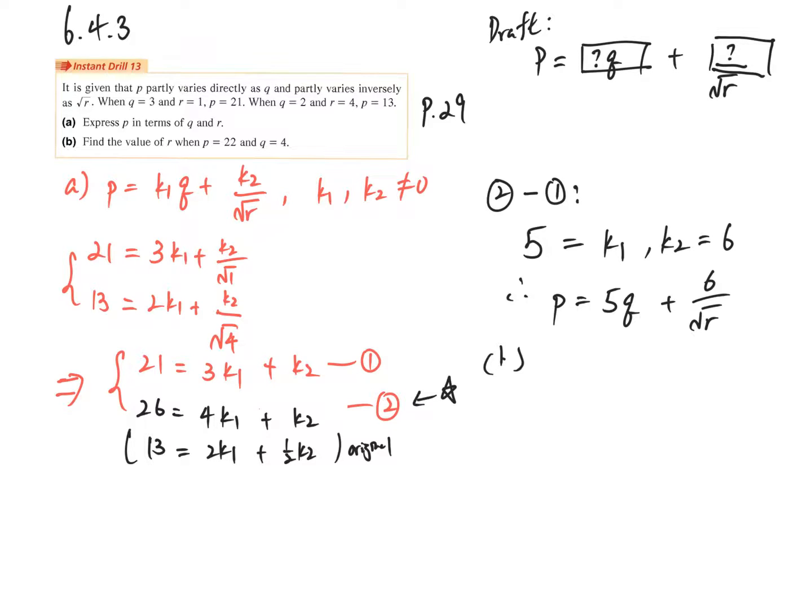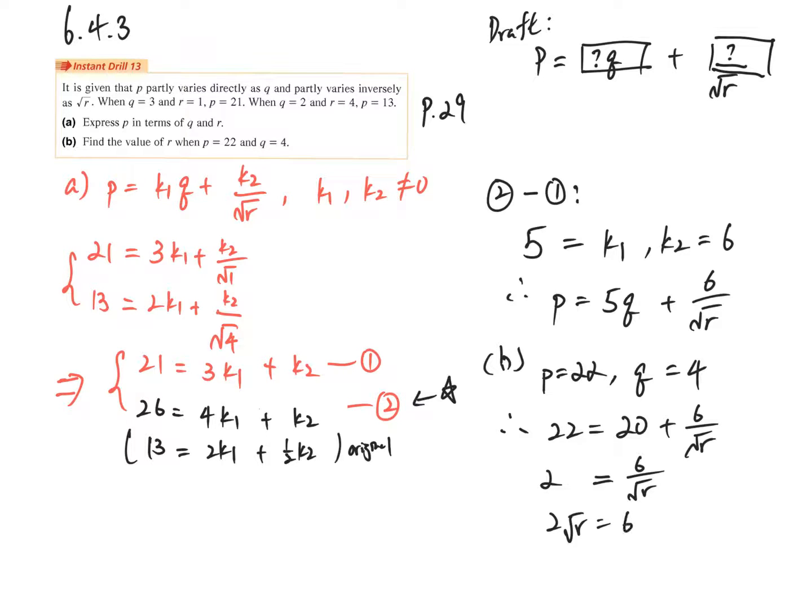Part B, P equals 22, Q equals 4. Therefore 22 equals 20 plus 6 over root R. Then we have 2 equals 6 over root R, so 2 root R equals 6. Root R equals 3, and therefore R equals 9. Okay, so that's all for instant drill 13.